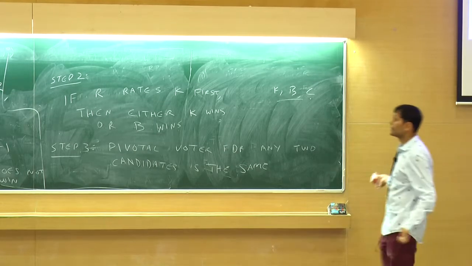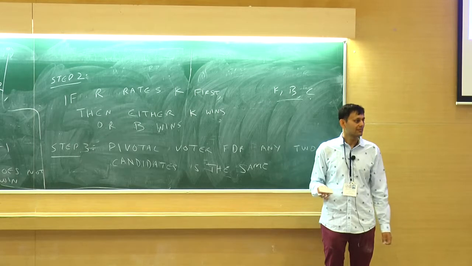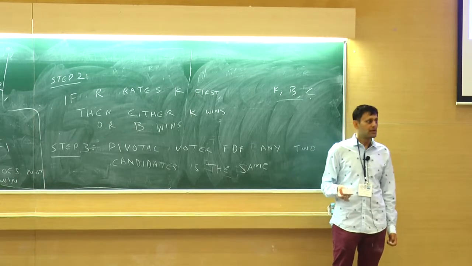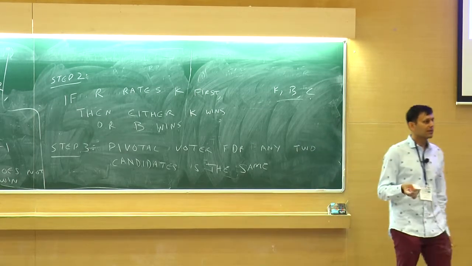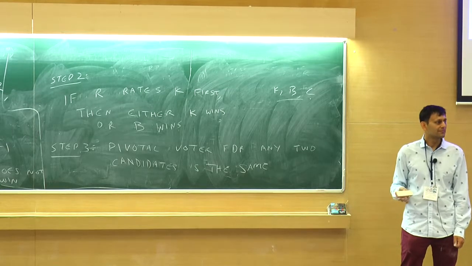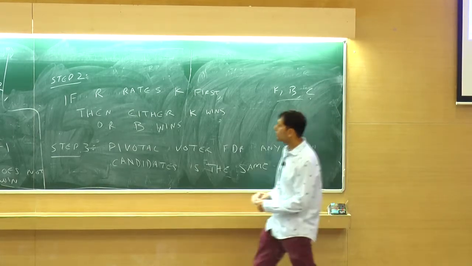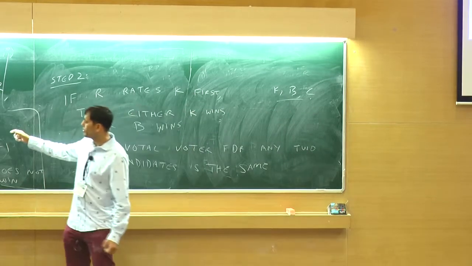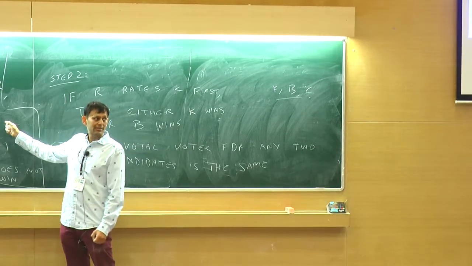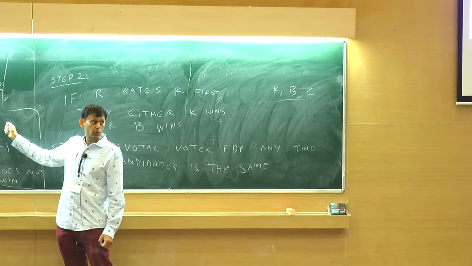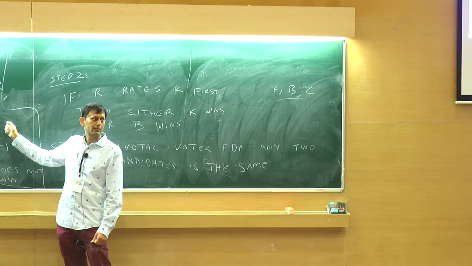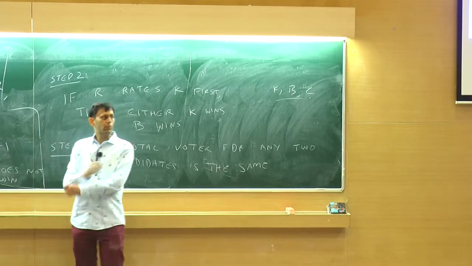They could be doing anything. It doesn't matter what they do. So if the first R voters rate B first, then B wins. But there's nothing in this step which claims that if the first R voters don't rate B first, then B does not win. So they could be doing whatever they want.